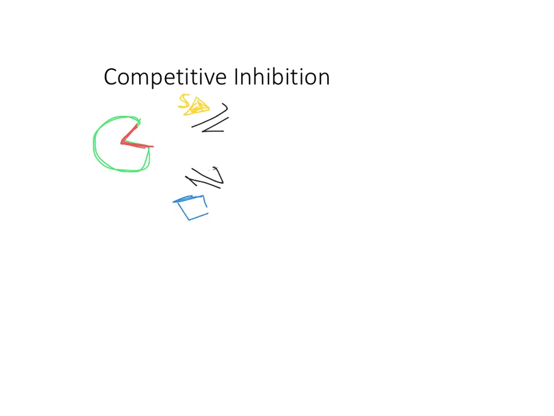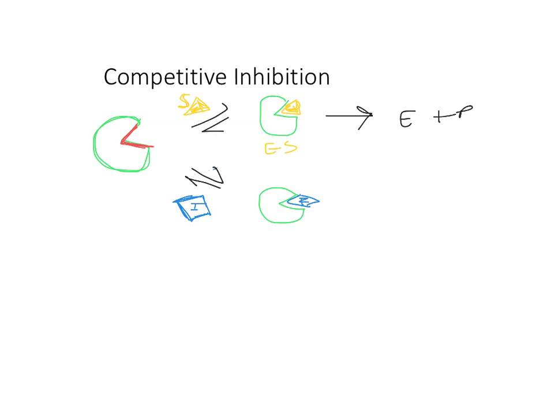So like I said, the inhibitor and the substrate in competitive inhibition have similar shapes. So if S binds first, or S is able to bind before the inhibitor, then you form the ES. And then this carries on to E plus P. If, however, the inhibitor binds, then you get EI, and no product is formed from that.